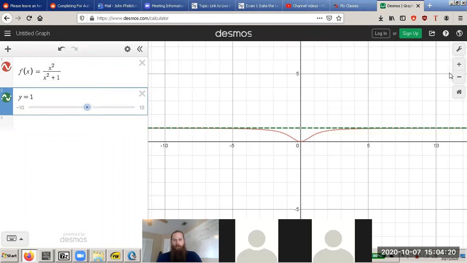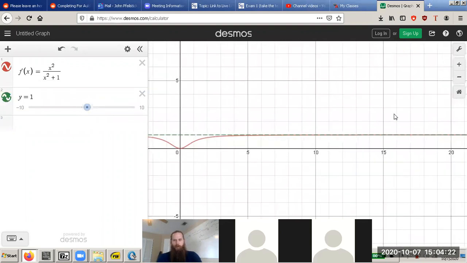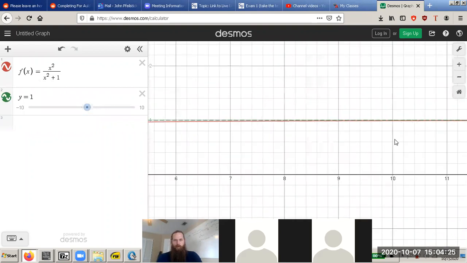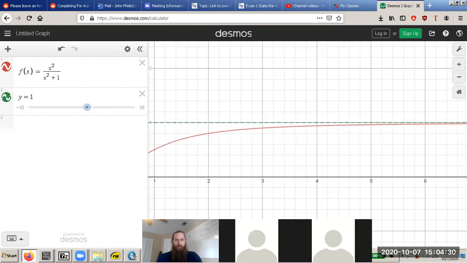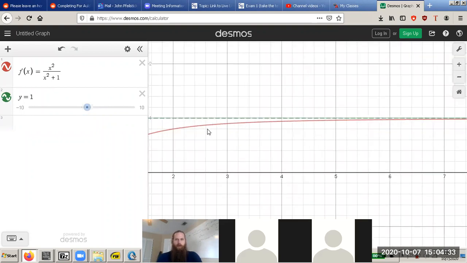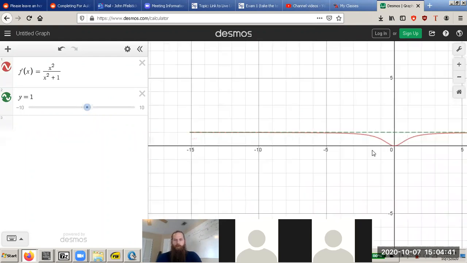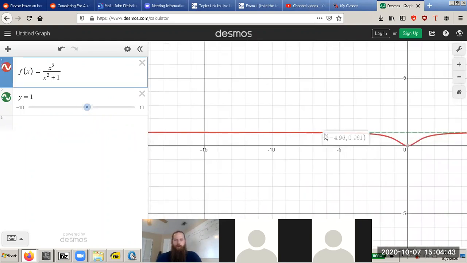And again, as we wander further and further off to the right, my graph gets closer and closer to that y equals 1 asymptote. So this is saying that as x goes to positive infinity, y is going to 1. And on the left-hand side, as x goes to negative infinity, those y values are also getting closer and closer to 1. Look, like 0.997. And if you go further to the right, the y values will be closer to 1.